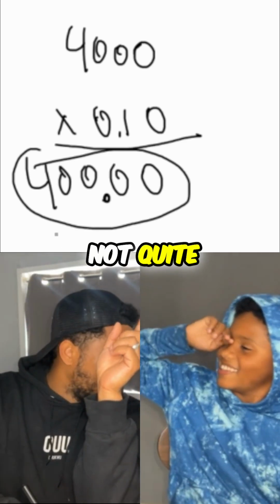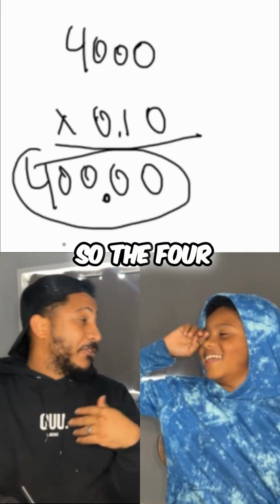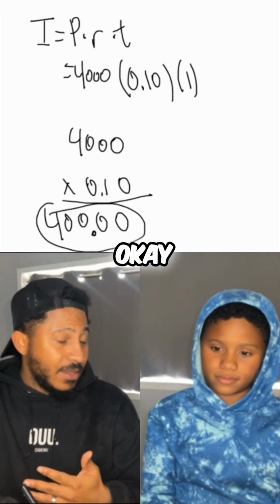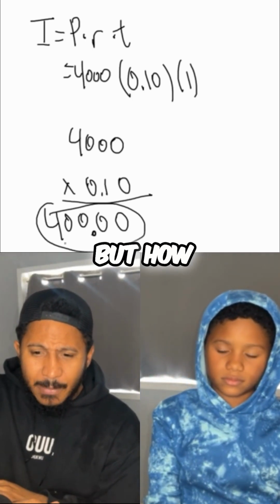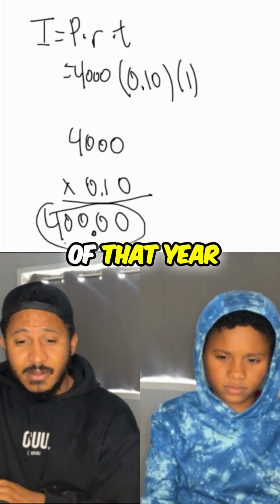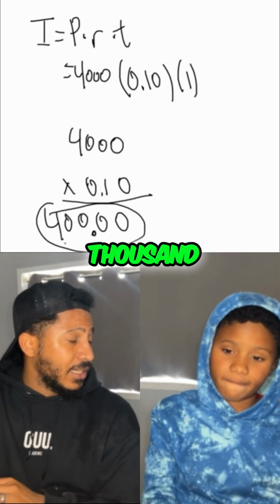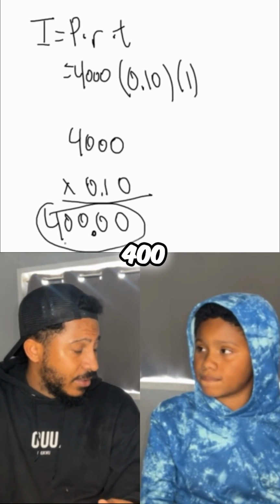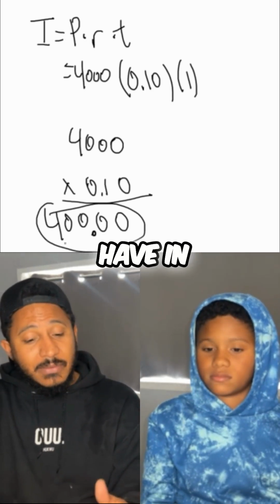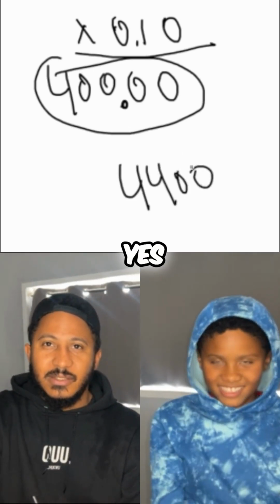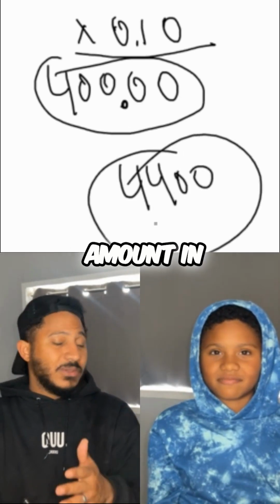Not quite. The 400 is the interest amount, okay? But it says how much is in her account at the end of that year. So she started with $4,000. She got interest of $400. So how much altogether does she have in the account? 4,400. Yes. So that would be the actual amount in her account.